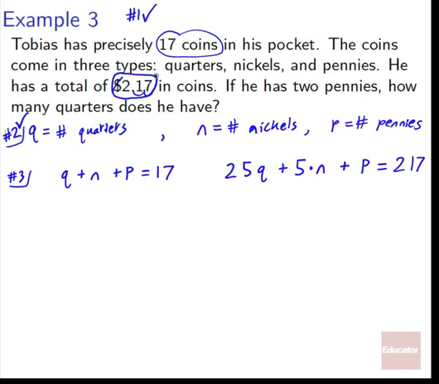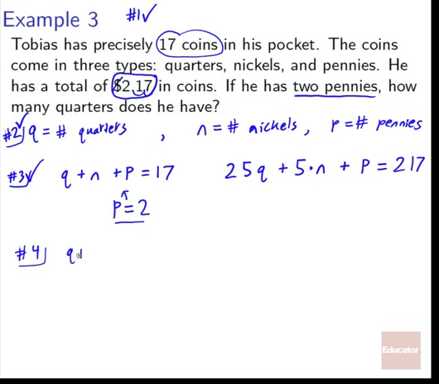Finally, do we have any other information? Because currently we have 3 unknowns, 3 relationships. Ah, yes, he has 2 pennies, right? So we know right off the bat, P equals 2. 3 pieces of information, 3 unknowns, we're good to go. Check. So number 4, we start working things out. Well, we're going to have to somehow use P equals 2 in one of these 2. So let's plug it into this one first.